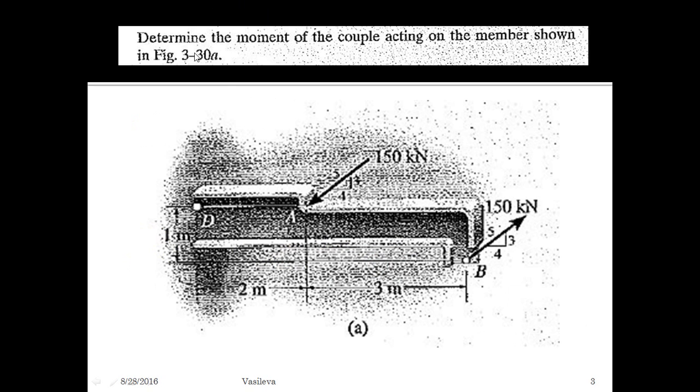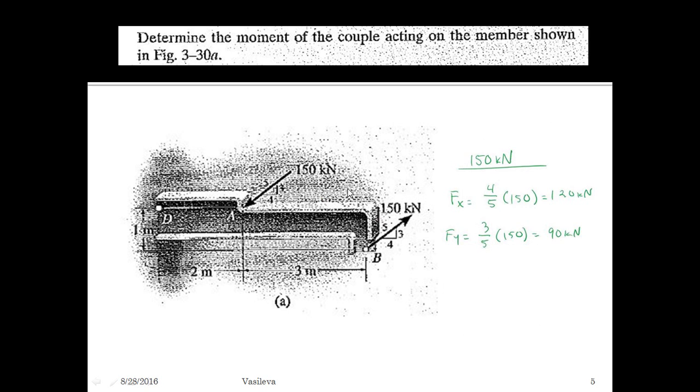So this question asks us to determine the moment of the couple acting on the member shown. So here we have a beam sort of thing. The image is horrible, I'm sorry, but I really like this problem. Our couple forces are 150 kilonewtons and they're pointing in exactly opposite directions. So the first thing I want to do is decompose the couples into x and y components, right? So we're going to have x and y components for both of them.